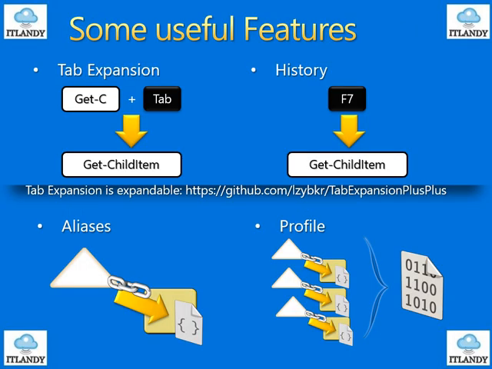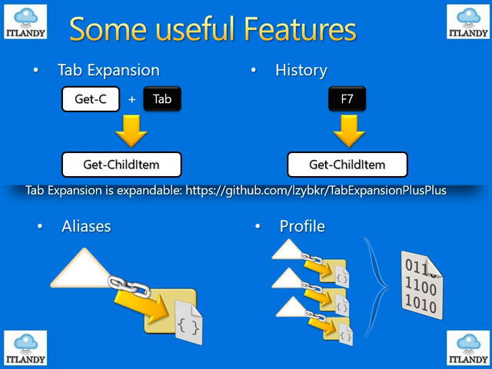Some useful features: Get-C plus Tab will give me Get-ChildItem. History for Get-ChildItem will be F7. Tab expansion is extendable, and there is more information around how you can utilize tab expansion. Then we have aliases, and you can see profiles.